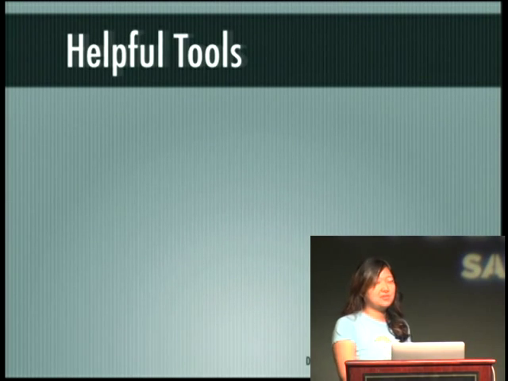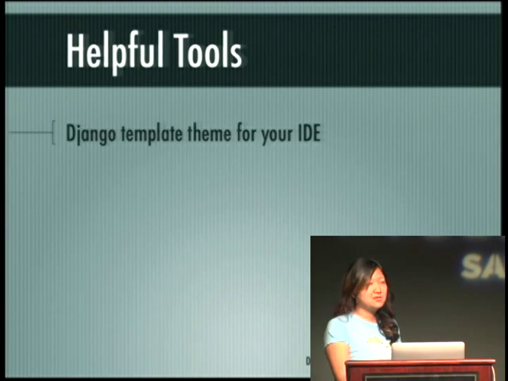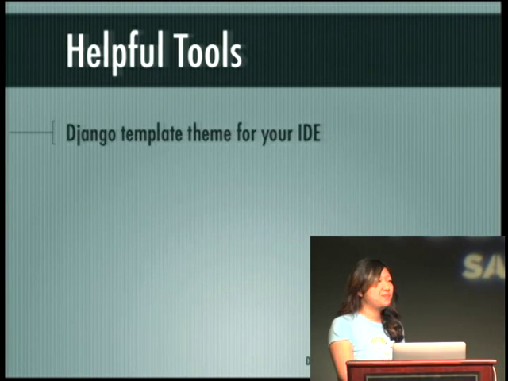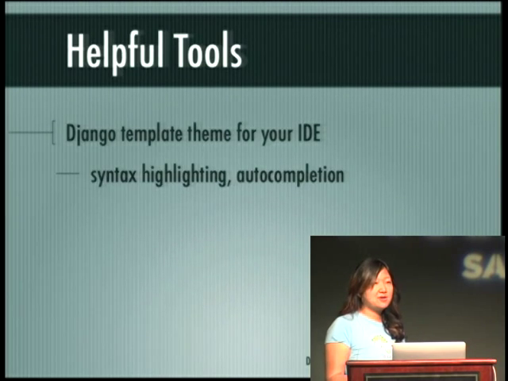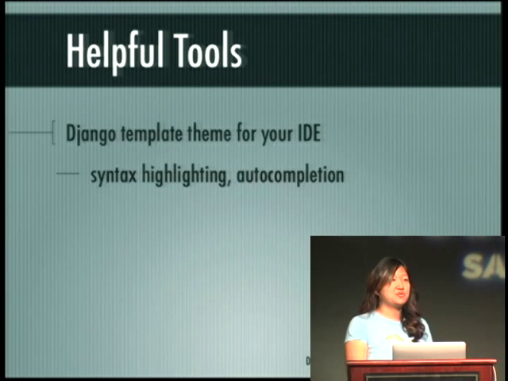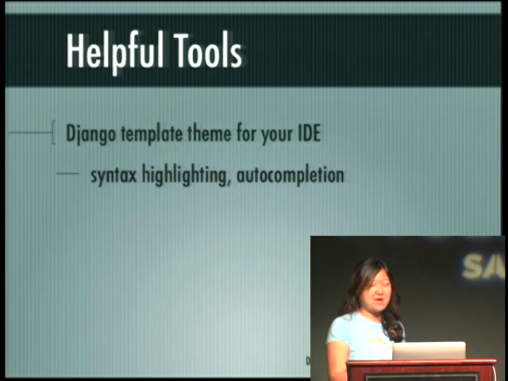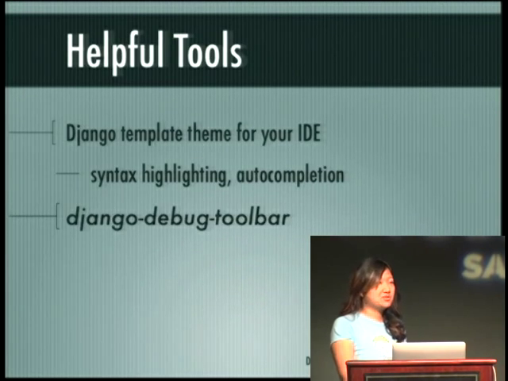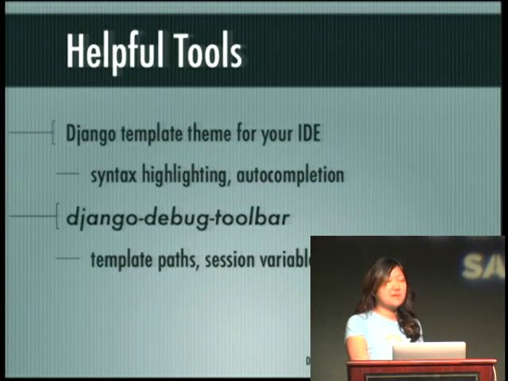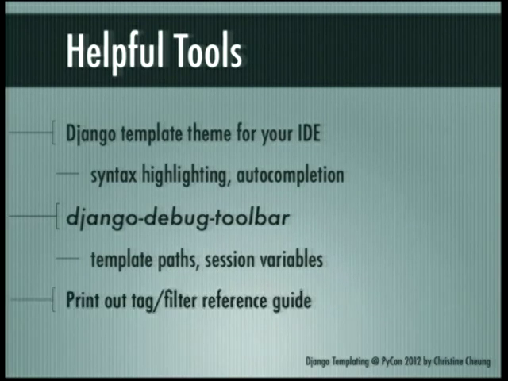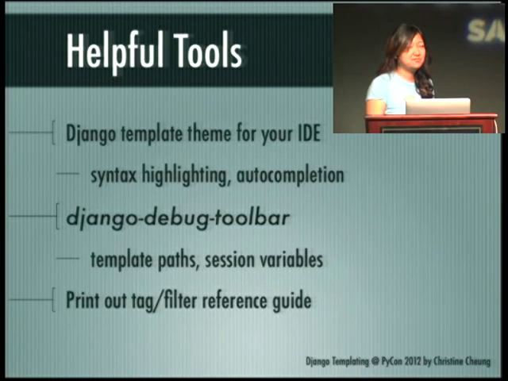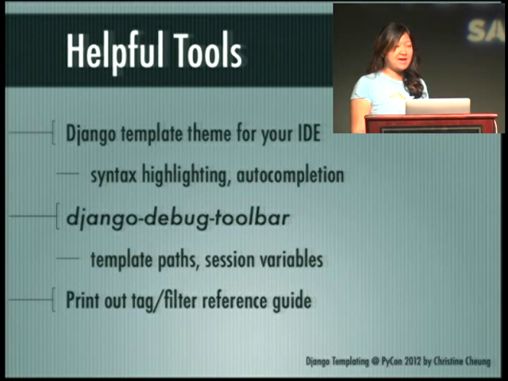So before you even get started with templates, there are some things you might want to do. A theme for your IDE. So some people might use TextMate or Sublime Text 2 or Eclipse or something. Syntax highlighting, auto-completion, so you can write a few letters, hit tab and it'll actually write out your whole structure so you don't have to waste time writing extra code. Django Debug Toolbar is an excellent tool to use. It can show you your template paths, so if you're rendering a lot of different things, you can use the Debug Toolbar to see how many templates you've called and check out variables. And you can also print out all the built-in tags and filters.